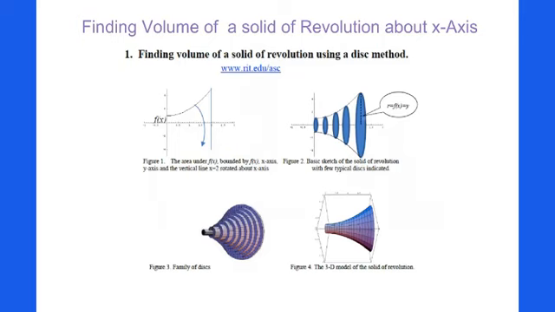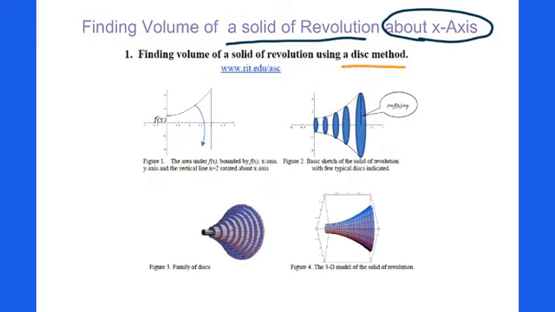This video is about finding volume of a solid of revolution about x-axis. Method 1: finding volume of a solid of revolution using a disk method. We have this function f of x. Rotate about x-axis. Then you will get this solid of revolution with a few typical disks indicated.